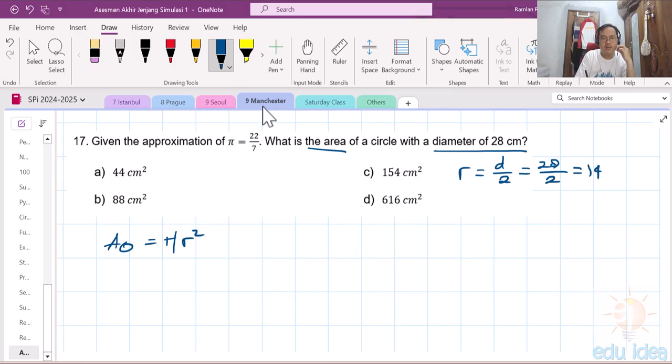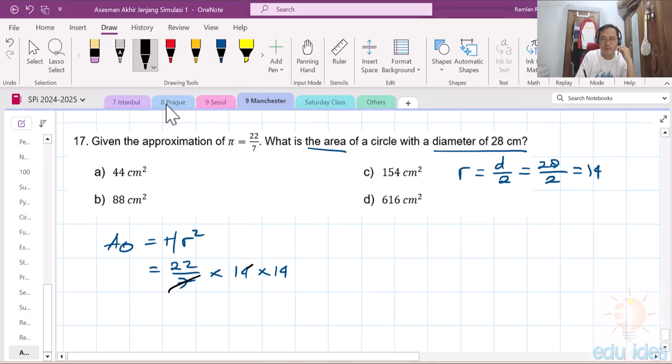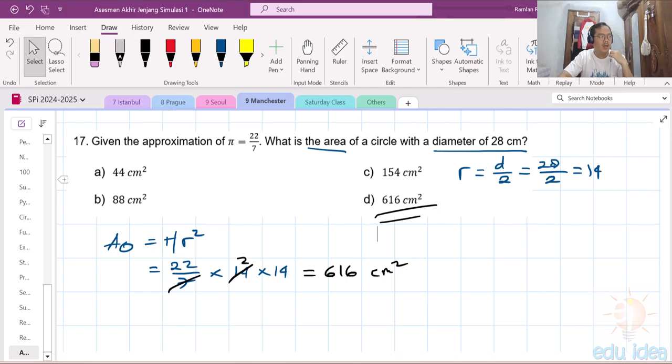So you can use this formula and just substitute the pi value with 22 over 7 and the r with 14. So that'll be equal to 22 over 7 times r squared, which is 14 times 14. 14 squared, I can write down as 14 times 14. The reason why I do that is because I want to cancel these two numbers, right? So 7 and 14 divided by 7 is just 2. And if you multiply everything here, we get 616. And that'll be the final answer, okay? Number 18.